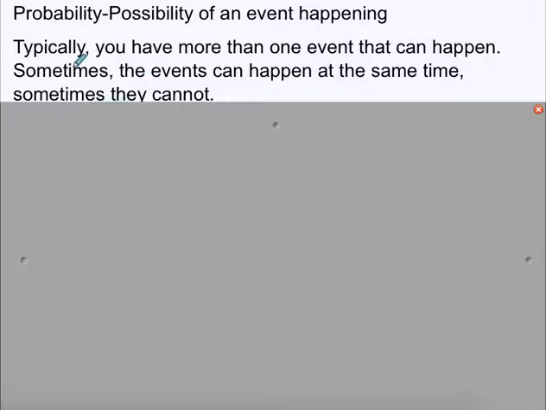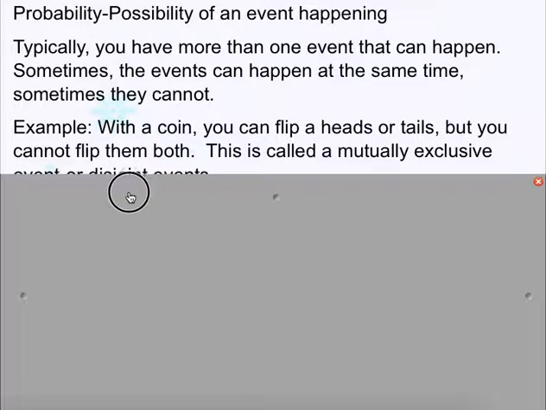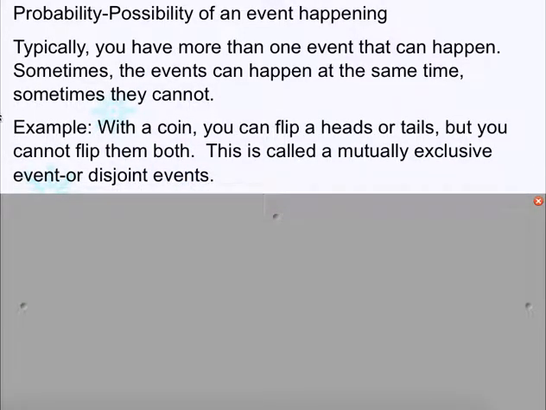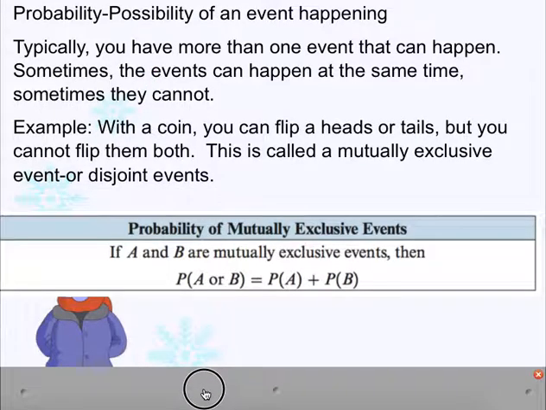So we can have more than one event happening. Sometimes they can occur at the same time, sometimes they cannot. Here's an example. With a coin, we can flip a heads or a tails, but we can't flip them both at the same time. These are what we call mutually exclusive events or disjoint events. Another example would be on a six-sided number cube, rolling a 2 or rolling a 3. They can't occur at the same time.